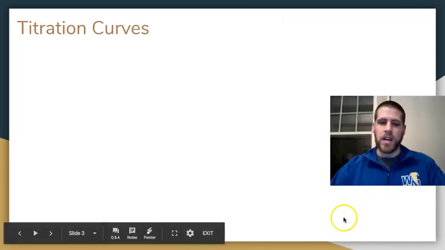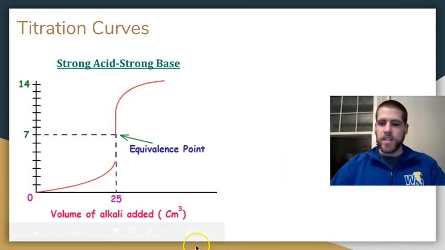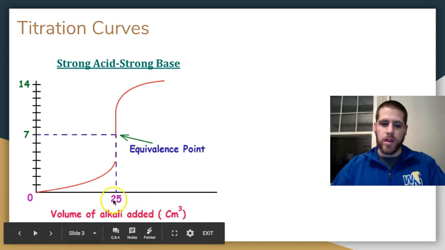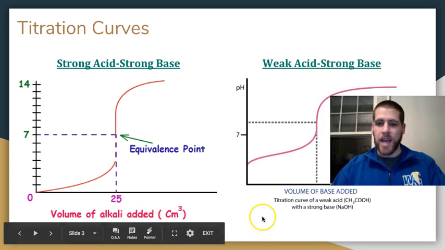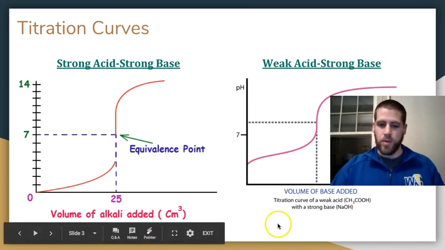Now, there's a couple different types of titration curves. We're going to start by looking at a strong acid with a strong base. This is probably the most straightforward one there is. And then we can also look at a weak acid with a strong base. At first glance, these look very similar to each other, but in fact, there are some really notable differences that I want to point out.